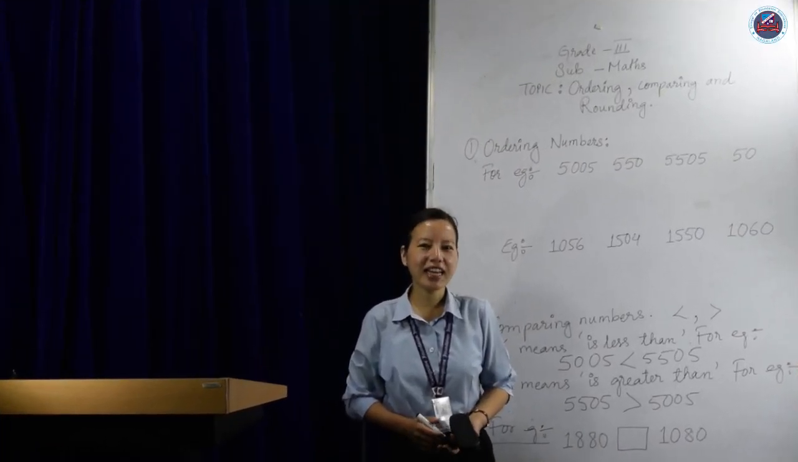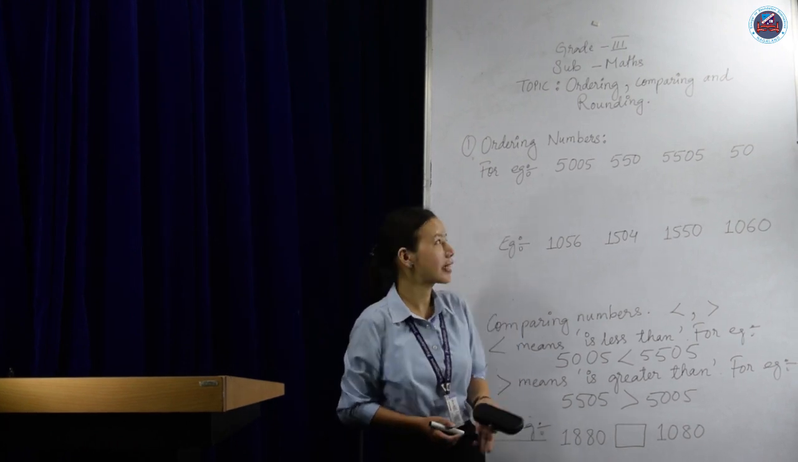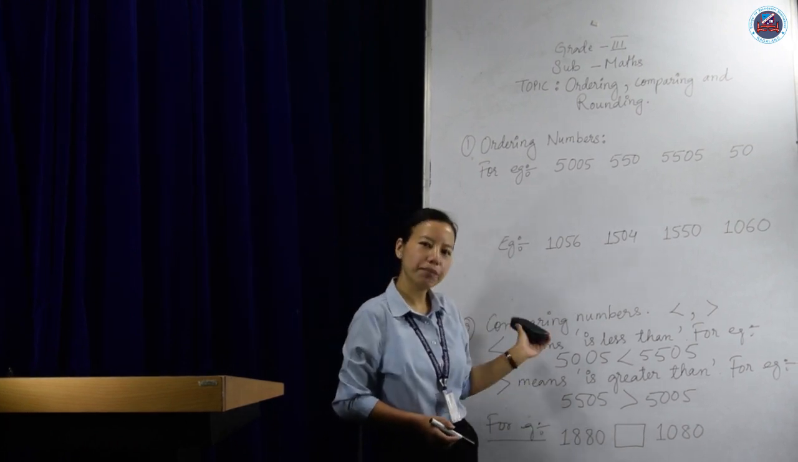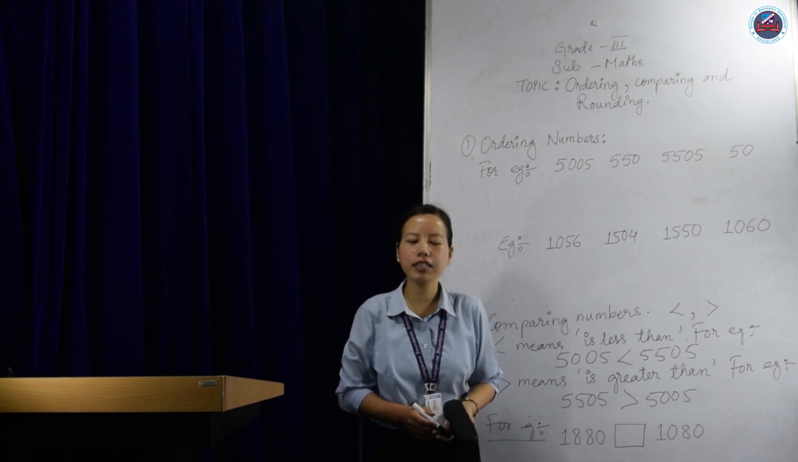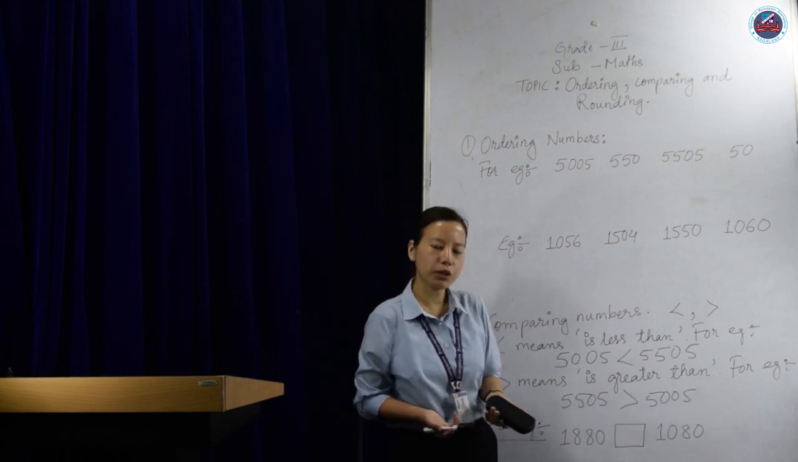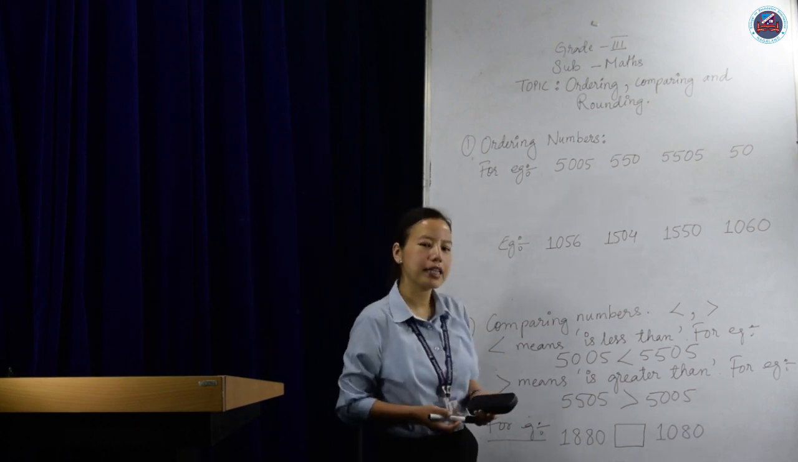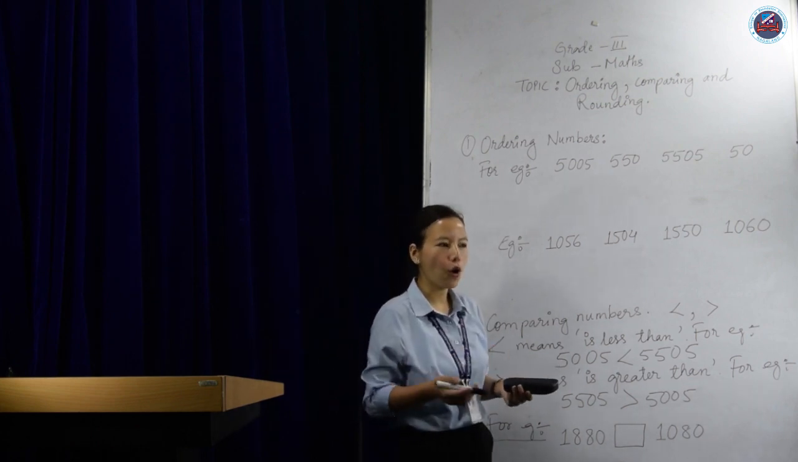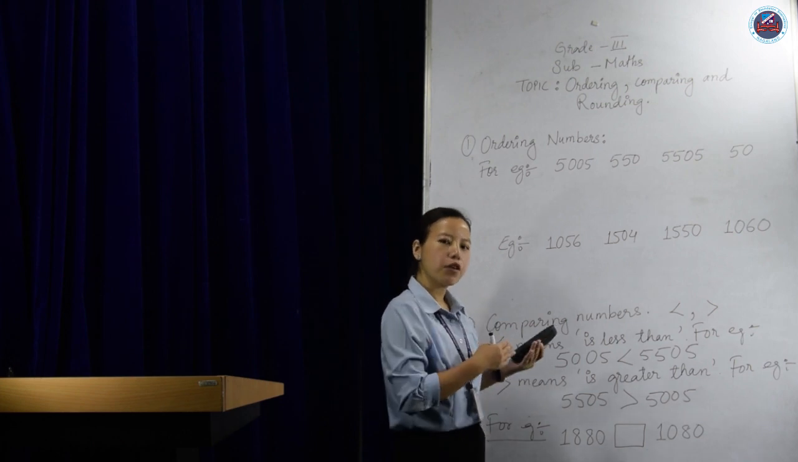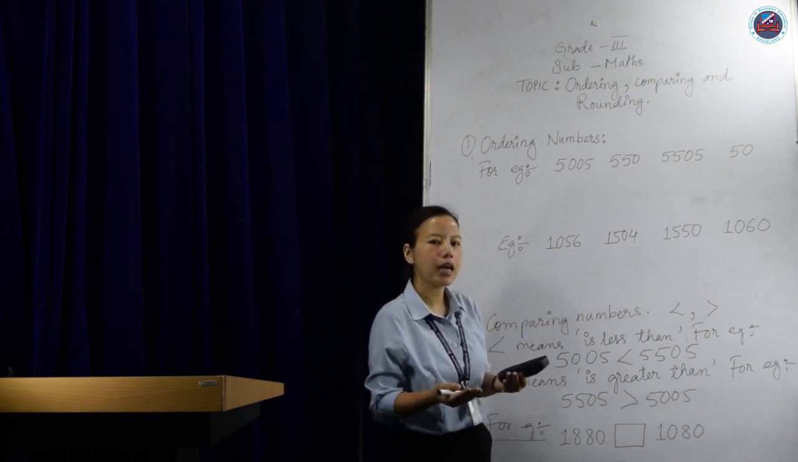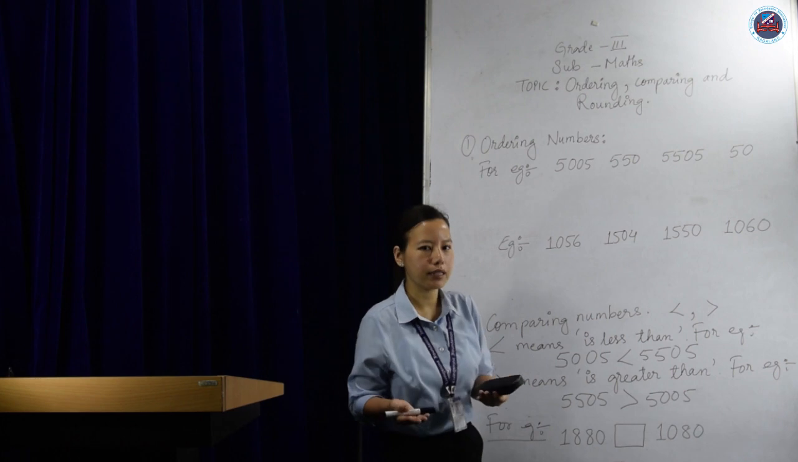Hello my dear students. In today's video we will learn about ordering numbers, comparing numbers and rounding off to the nearest tenth and hundred. So let's start with ordering numbers first. Ordering numbers is arranging the numbers in order or in sequence. It can be from the greatest to the smallest or from the smallest to the greatest.